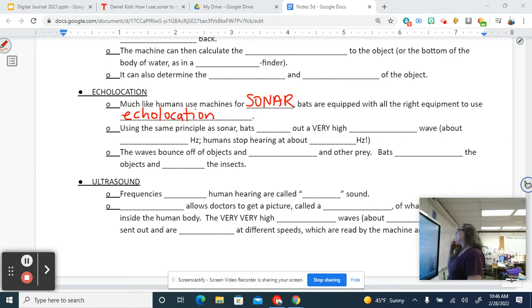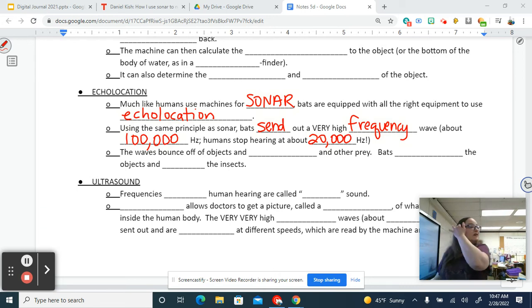Echolocation. Using the same principle as sonar, bats send out very high frequency waves at about 100,000 hertz, and humans stop hearing at about 20,000 hertz. And that's even the teenage number. Like 21, 22 is where teenagers can hear. They say that as you get older, you lose those high ranges. I can still hear those high sounds, but oof.